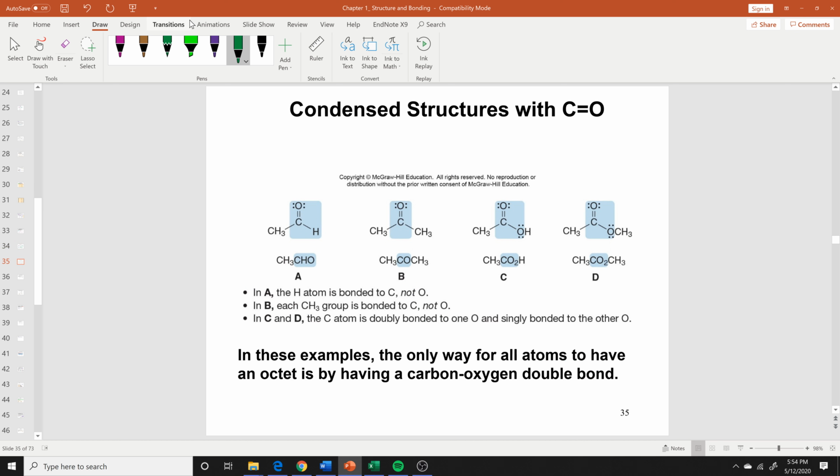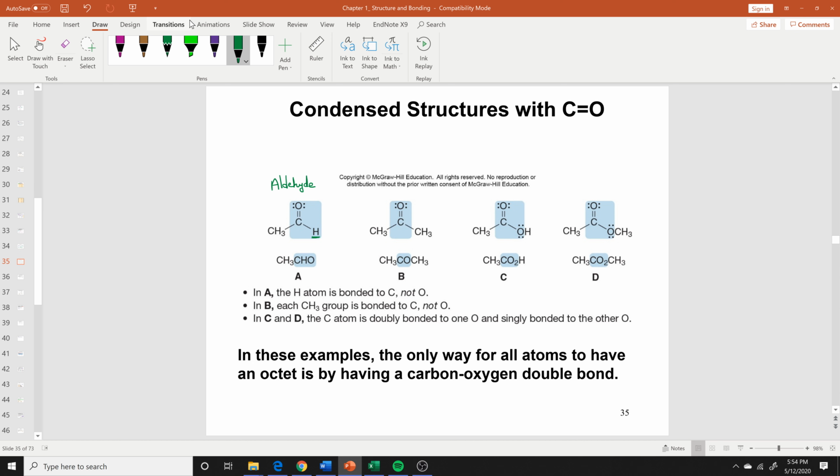Now, condensed structures with carbonyls. These are our functional groups in there. Carbonyls normally exist in the form of a carbon double bond O, and the carbon double bond O can be connected to different groups. So if you have a carbon double bond O connected to a hydrogen, this is called an aldehyde functional group.